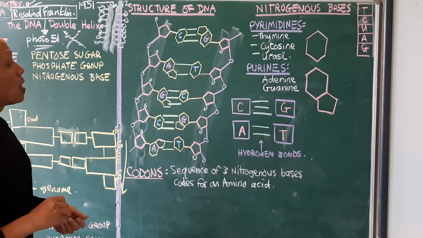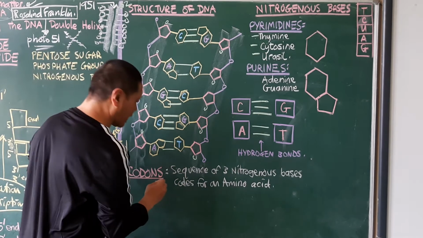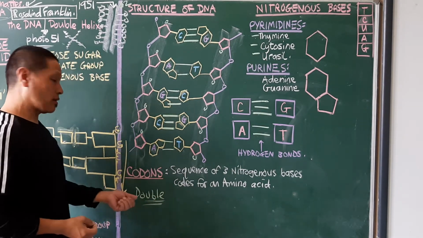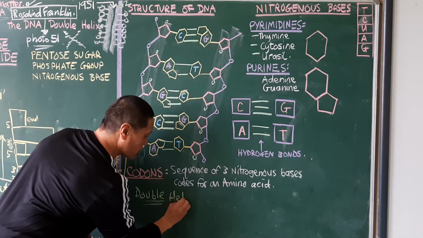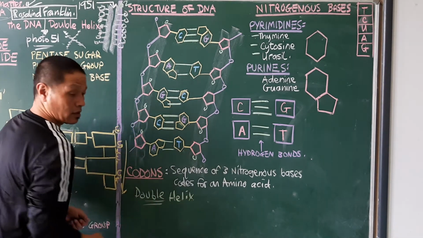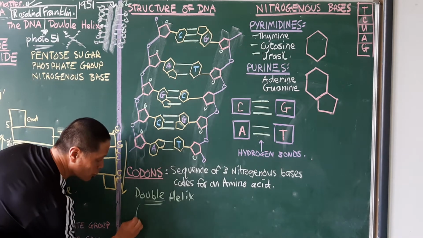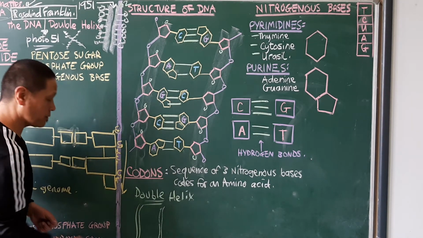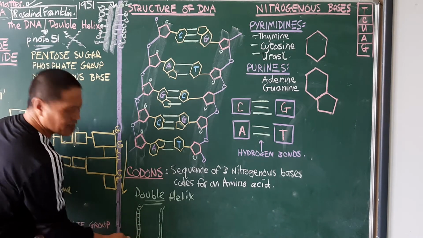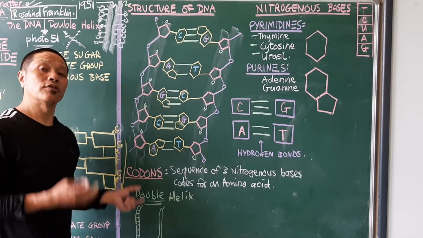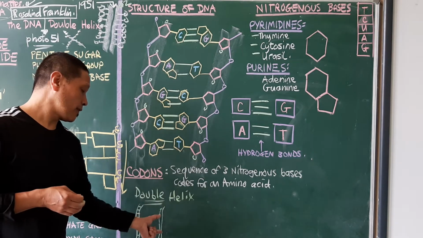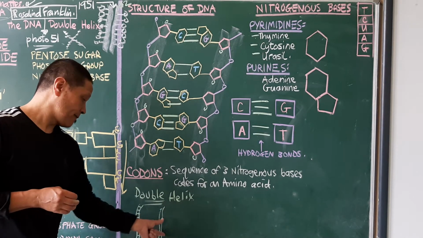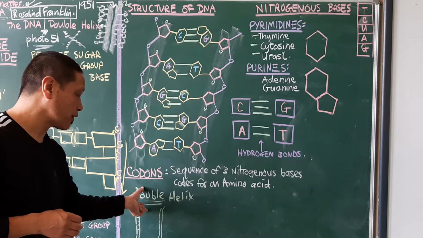Another thing about the double helix, why is it called double helix? We understand the word double, it talks about the two strands. One strand here, the other strand there. This strand, we just said, is made up of sugar and phosphate. It's also called a nucleoside. So there are two of them. That's the reason why we call it double.